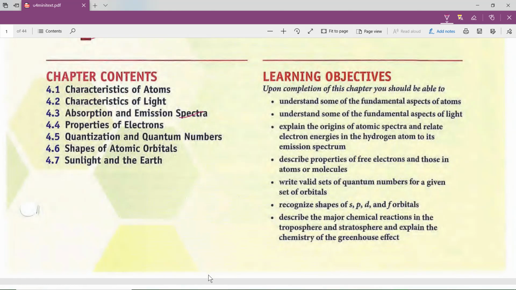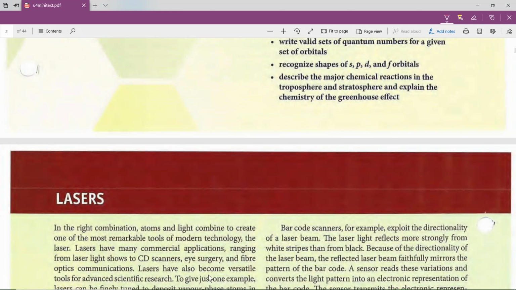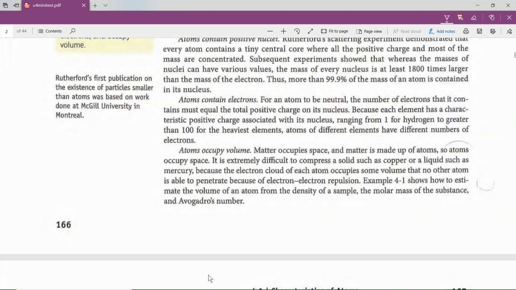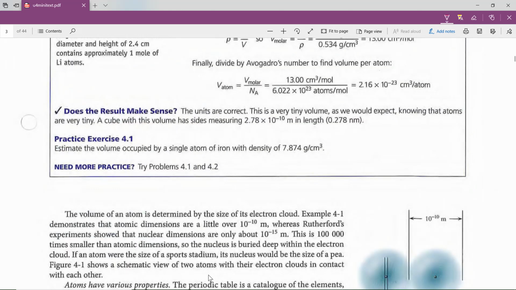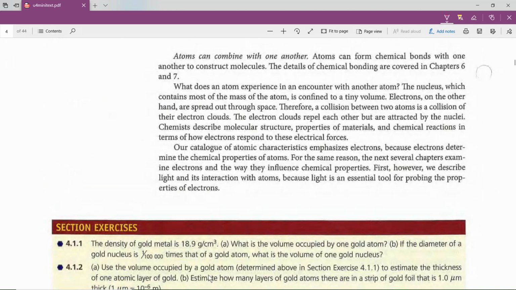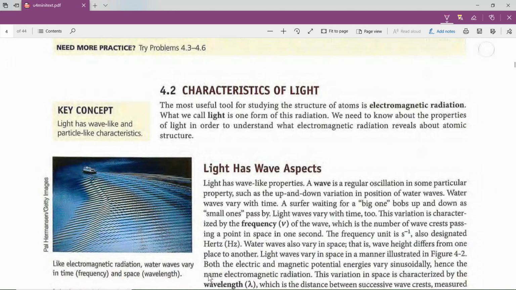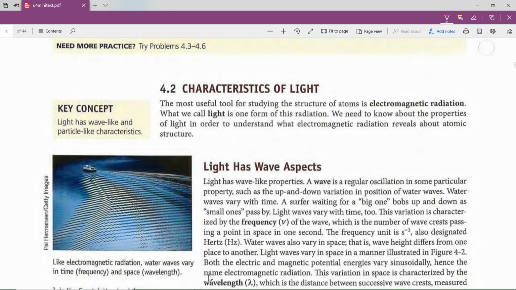Some of you may remember this from other courses. Lasers you can read on your own, and characteristics of atoms. This is too much review from back in the day, so I'm going to skip it over here. Yes, I know atoms are small. Let's get to the important stuff for this particular course. And here we go. So 4.1 you can read on your own. 4.2 is where we get down to business.